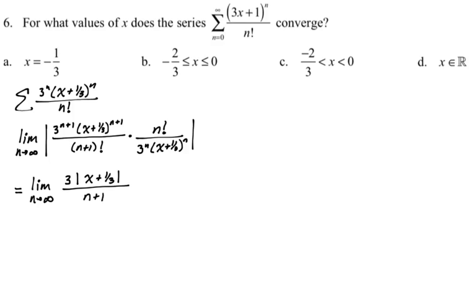All right, x is a constant because n is the variable, because n is approaching infinity. So we have basically a constant divided by n plus 1. That's definitely 0, which is less than 1 for all values of x, which means x could be anything, and this thing will converge as long as x is finite. And so x must be an element of the reals.